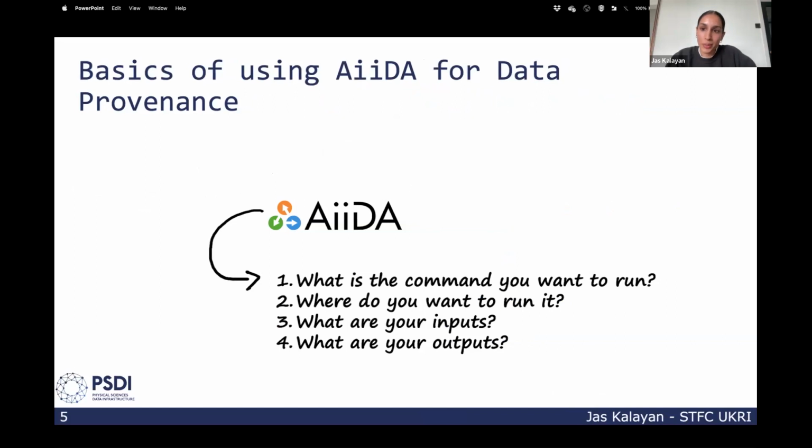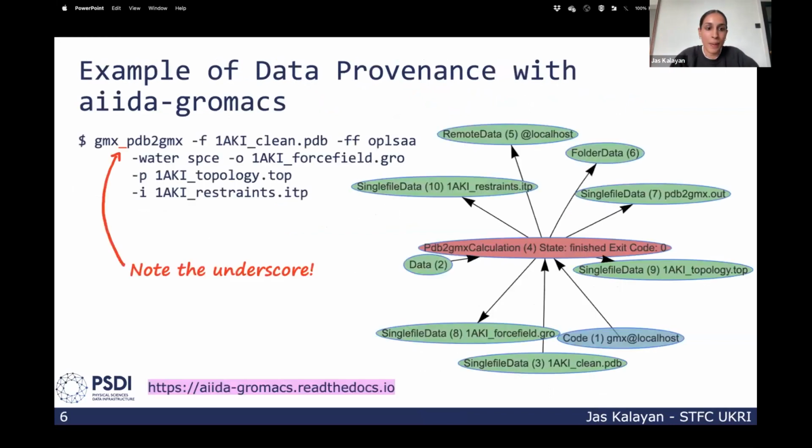So I thought I'd go into maybe the basics of what AiiDA wants from the user in order to track the provenance of their protocols. So 4 general things that you need: what is the command that you want to run? Where do you want to run the command? And what are your inputs for the command, and what are your outputs? If you know these 4 pieces of information, AiiDA is a good tool to use to track provenance. And when we perform simulations in our community, we mainly do this on the command line. So AiiDA is a good tool for doing this.